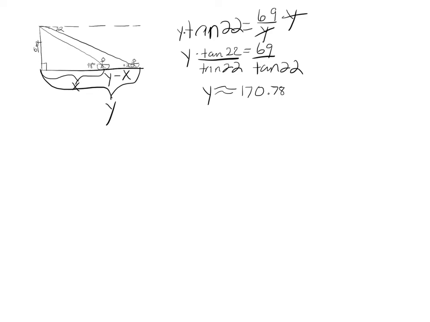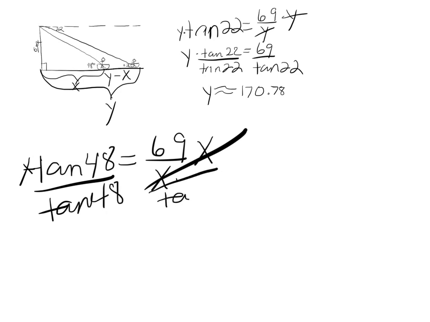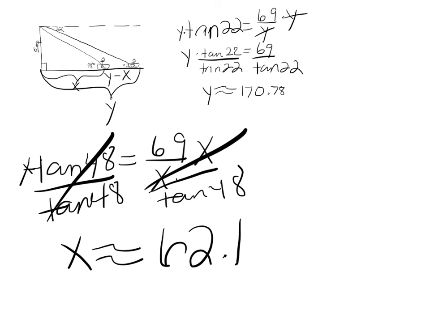So I'm going to do the exact same thing for boat A. Tangent of 48 equals opposite over adjacent. Again, get rid of the x's in the bottom, and then divide out the tangent. So x equals, I'm going to put in my calculator, approximately 69 divided by tangent of 48. This is going to be approximately 62.13. So this is the distance from boat A to the lighthouse. This is the distance from boat B to the lighthouse.